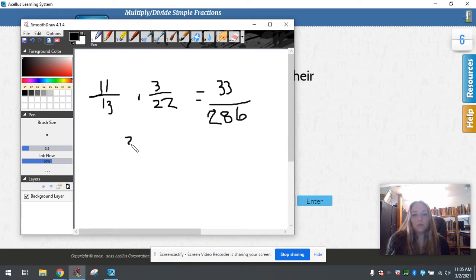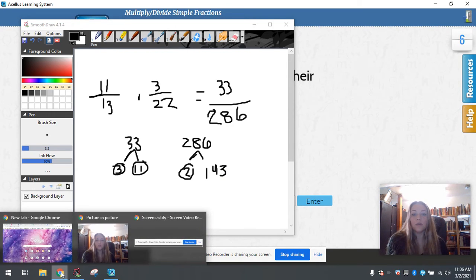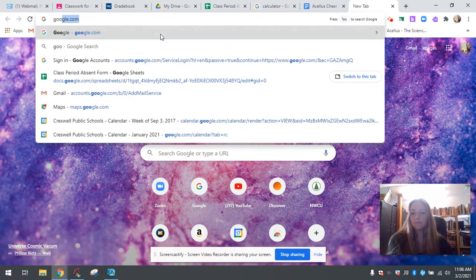So I'm just going to double check this whole problem. I can make factor trees. We did this in another one, but factor them to their primes. 3 and 11. 3 times 11 is 33. 3 and 11 are primes, so I will circle them. 286 is even, so I'll divide by 2. I get 143. I can't think of anything that 143 is divisible by.